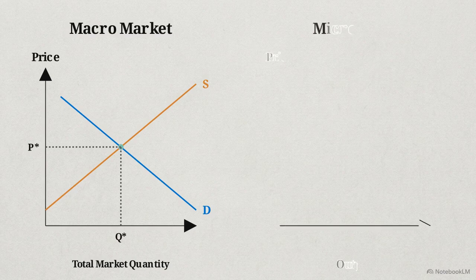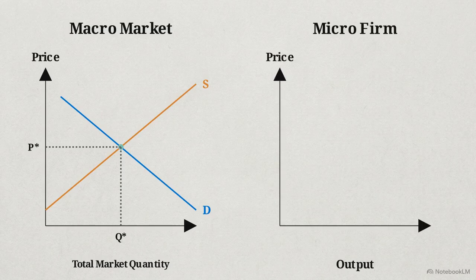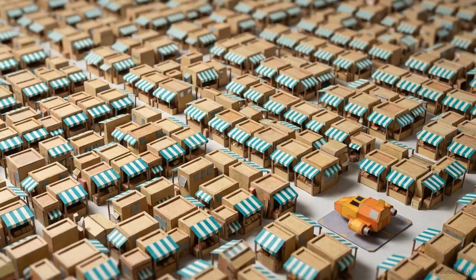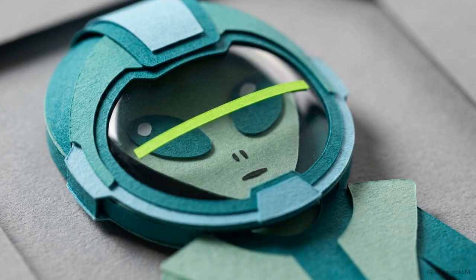If we follow that locked-in price over to the individual firm's perspective, the axes remain price and output, but we are looking at a microscopic scale. That dashed line from the macro market projects straight across to the micrograph. For the individual seller, their demand curve is completely flat. They can sell all the output they produce, but only at the specific predetermined price. The sheer mathematical weight of the total market dictates reality for the tiny business. They are forced to accept that flat line, mathematically stripping away their agency.